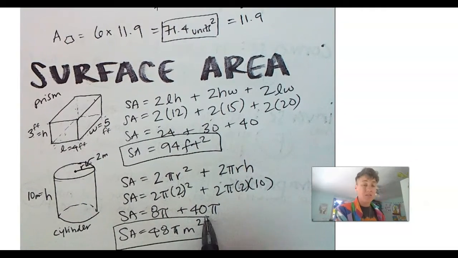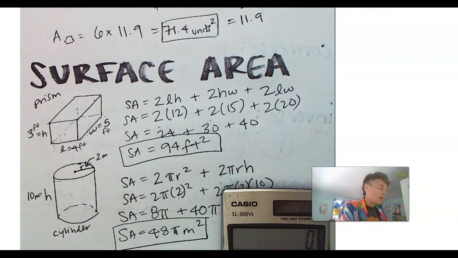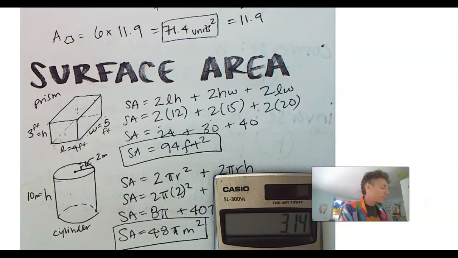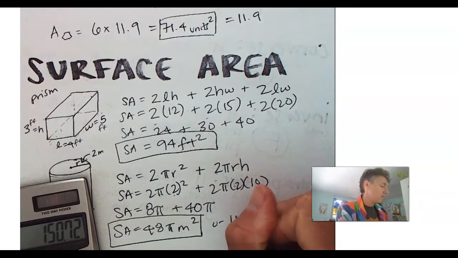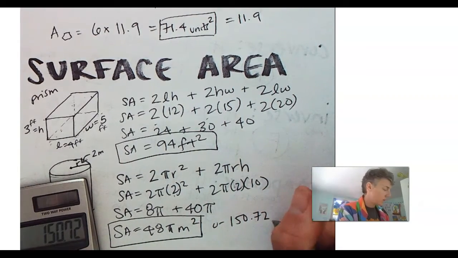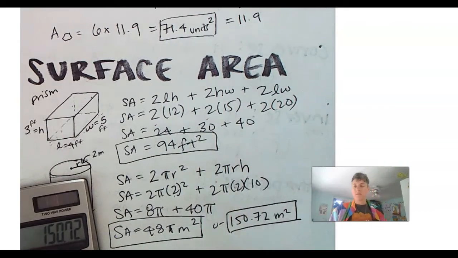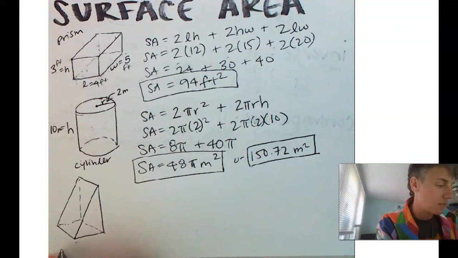Leaving pi in your answer is awesome. It's prettier. There's no decimals. But you might be asked to plug in 3.14 as pi. Then you'd get 150.72 meters squared as your answer. Beautiful. Alright, next up we got this guy, which is a triangular prism.